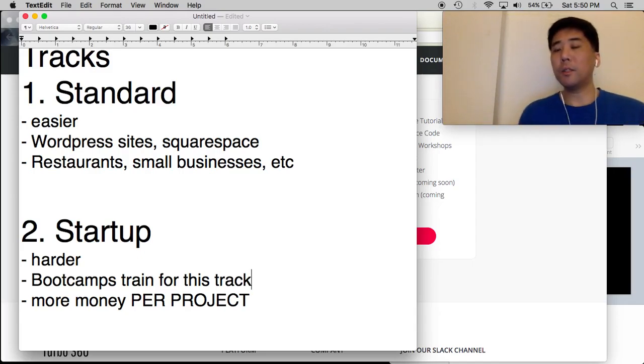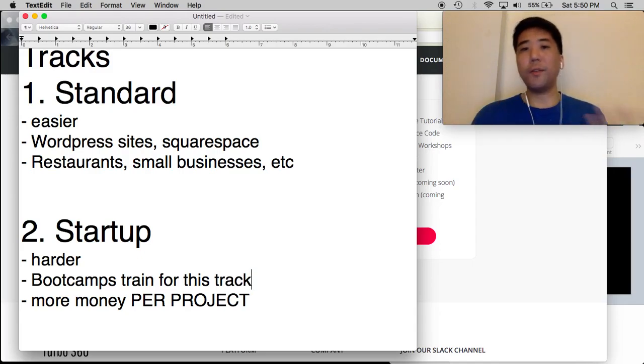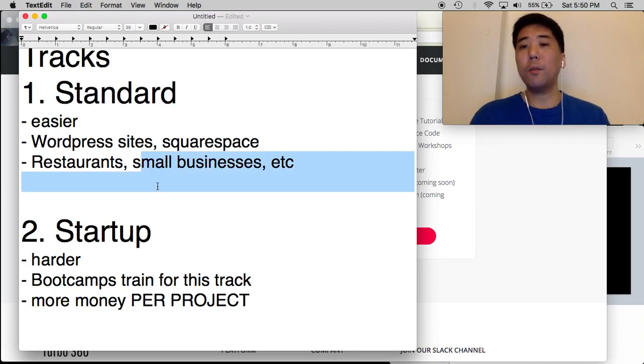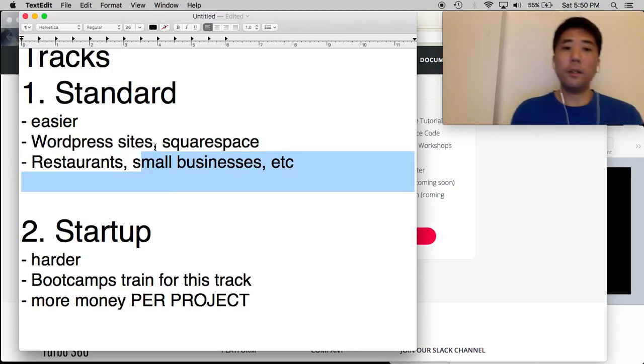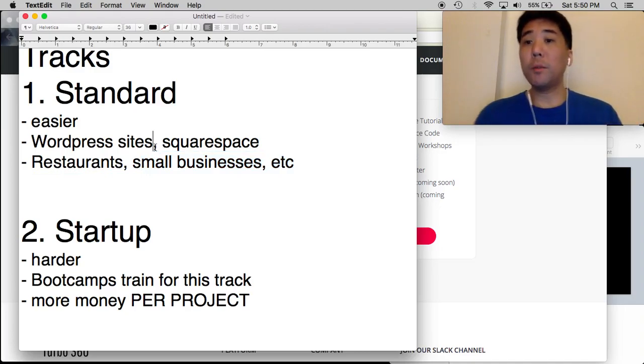Oftentimes what happens is you get a beginner developer who just finished a boot camp or did a lot of self-training with sort of a boot camp curriculum, and they'll apply those techniques to the standard track without really knowing it. They're conflating the two tracks, and this is not a good idea. You need to really understand which one you're dealing with, because let's say I just graduated a boot camp, right? I'm eager, I'm ready to get started. I'll find whatever work I can get.